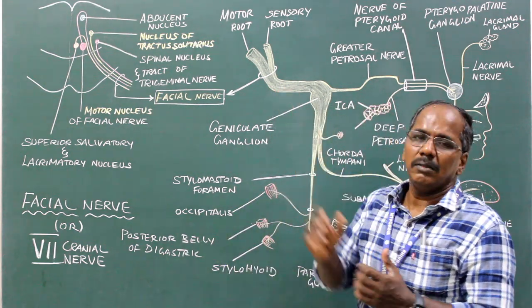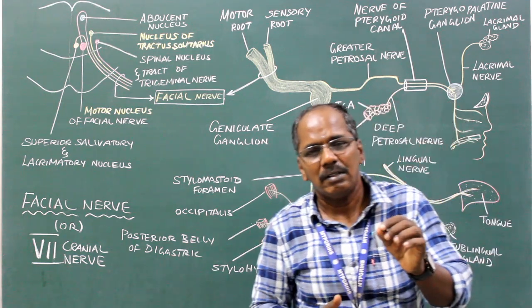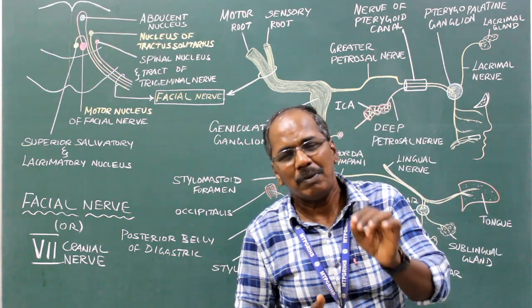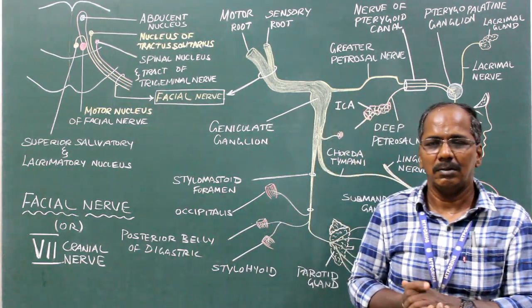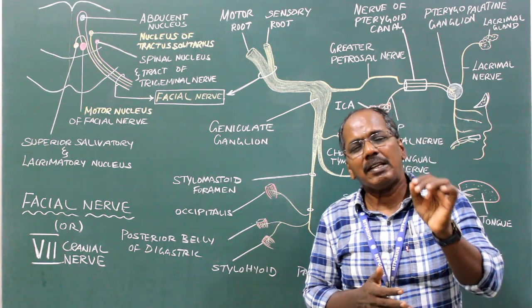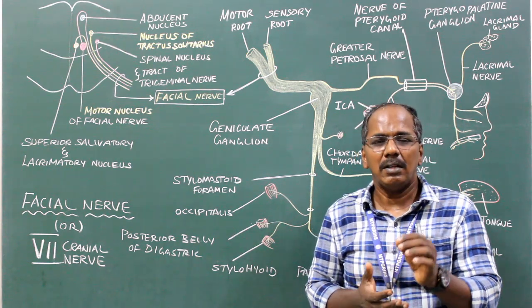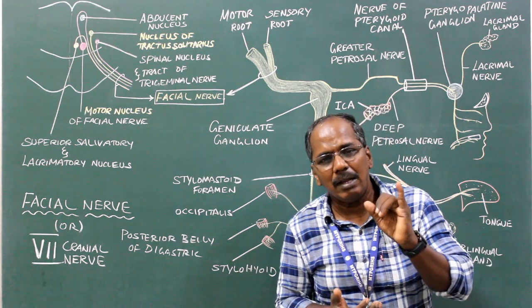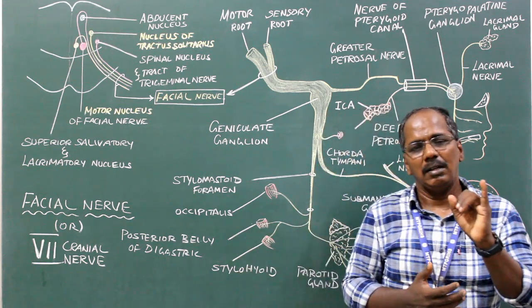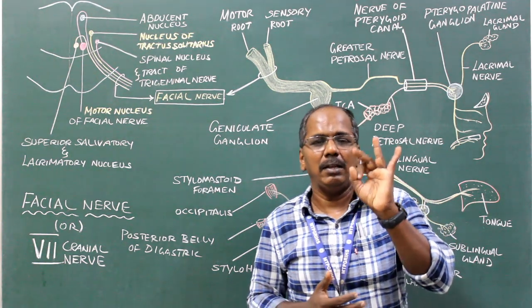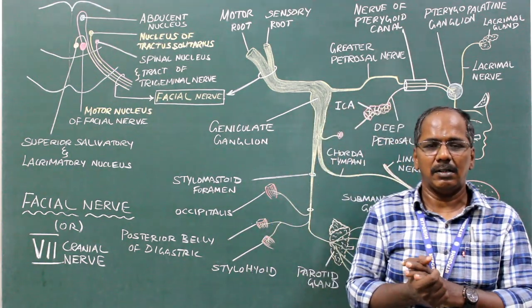The facial nerve enters the facial canal in the petrous part of the temporal bone. The facial canal is divided into three components. Number one, labyrinthine part of the facial canal. Number two, tympanic part of the facial canal. Number three, mastoid part of the facial canal.